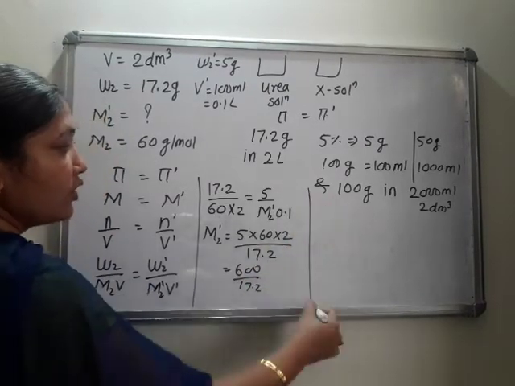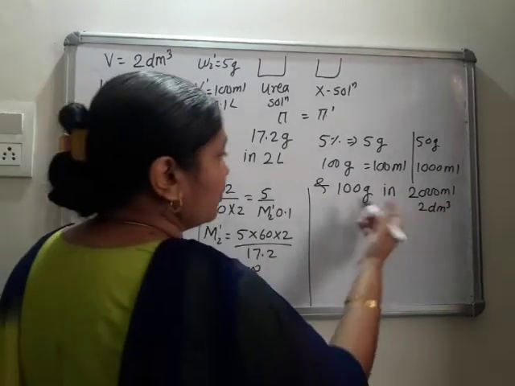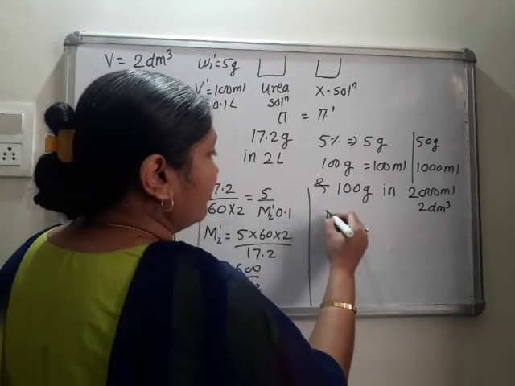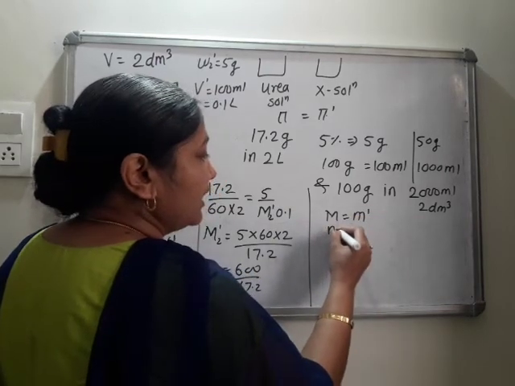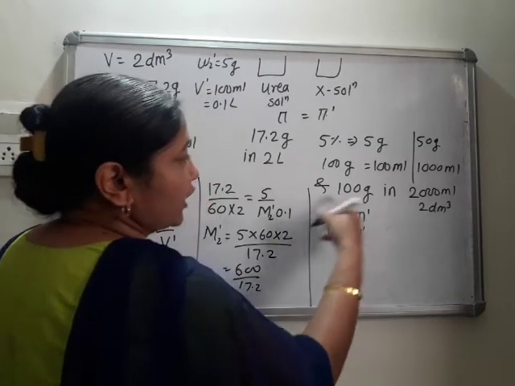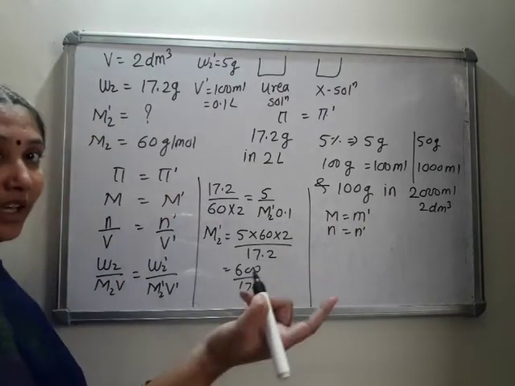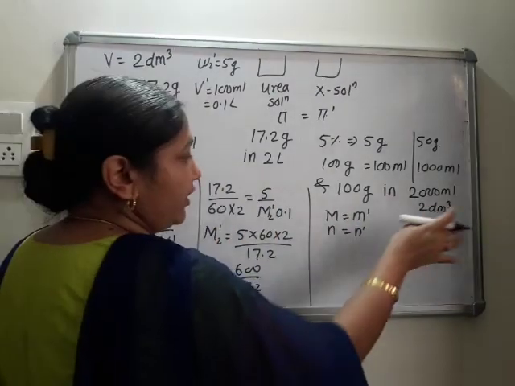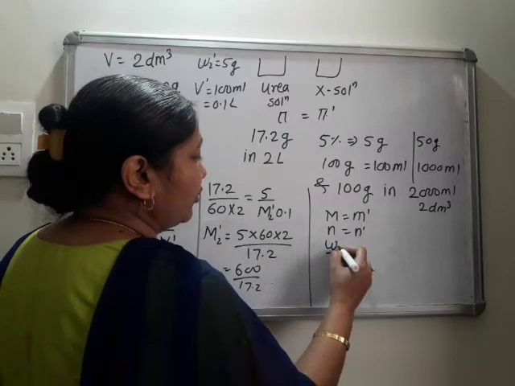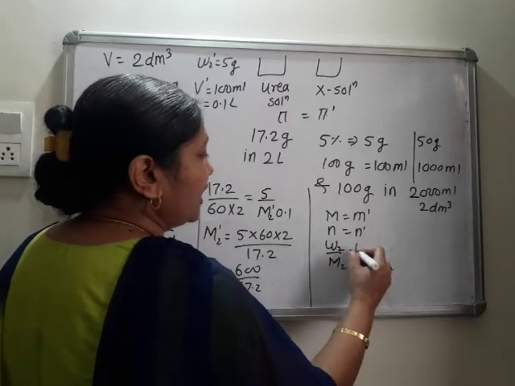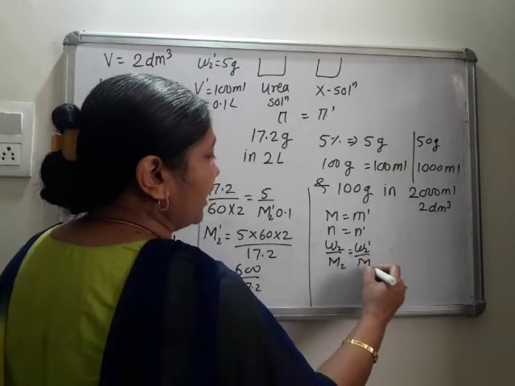And if we solve it in this way, what do we get? M is equal to M dash. It means N is equal to N dash, because we have made the volume equal. Here 2 liter, here also we have taken 2 liter. So number of moles, W2 upon M2 is equal to W2 dash upon M2 dash.